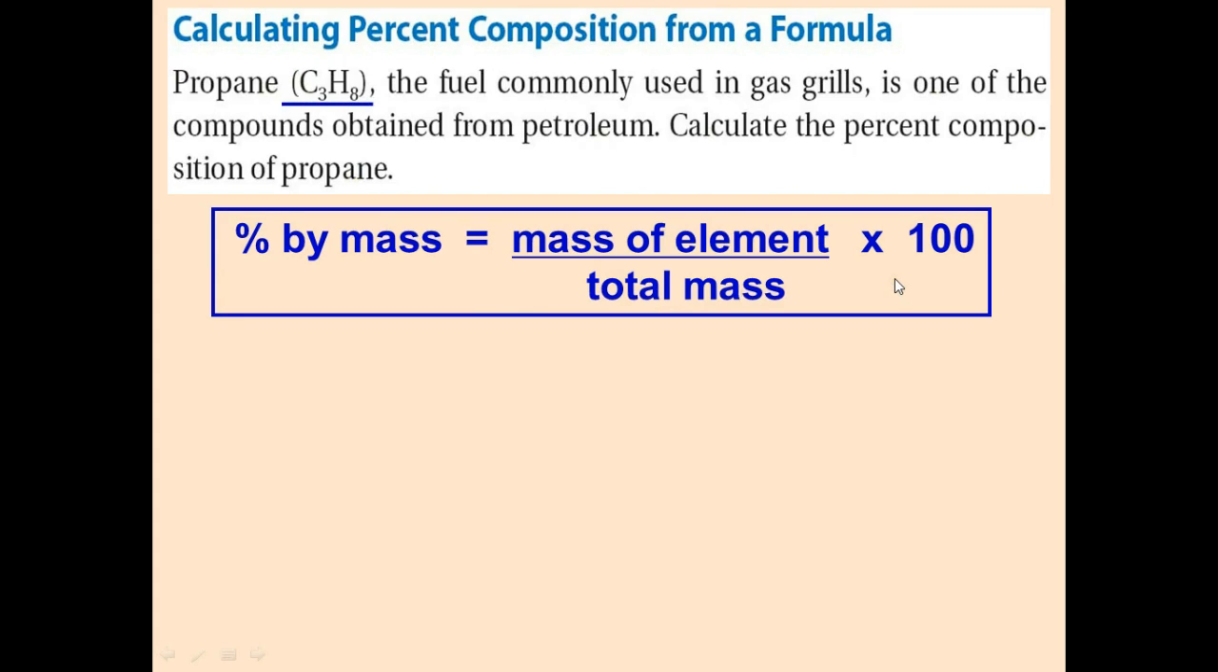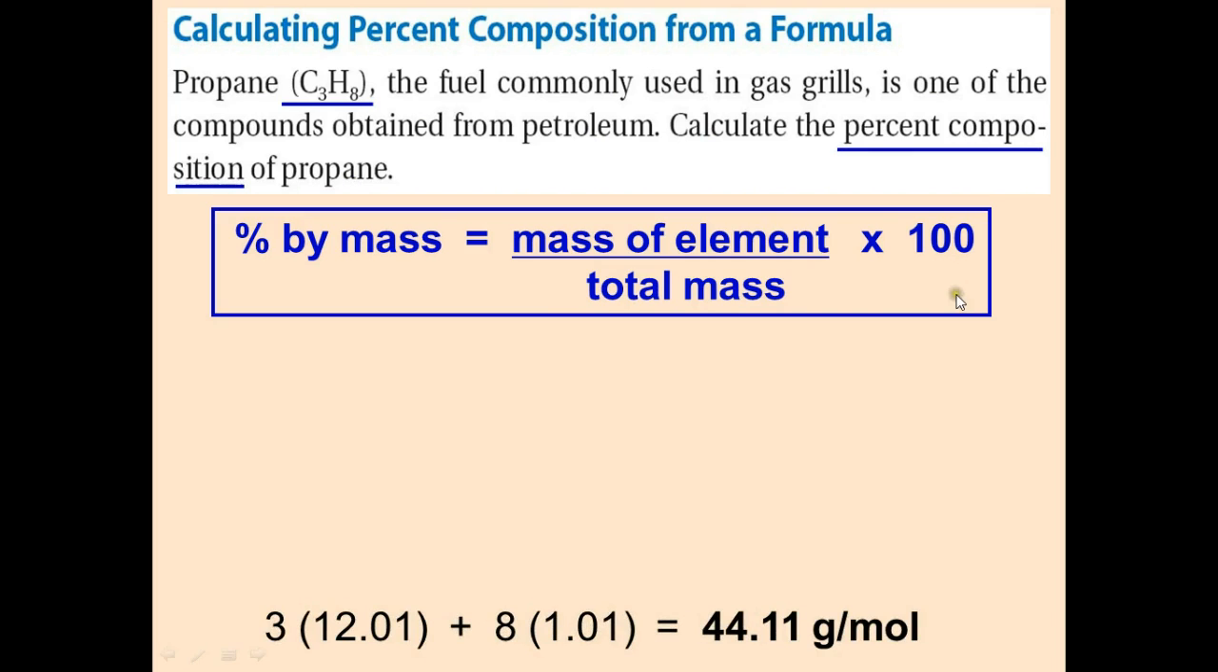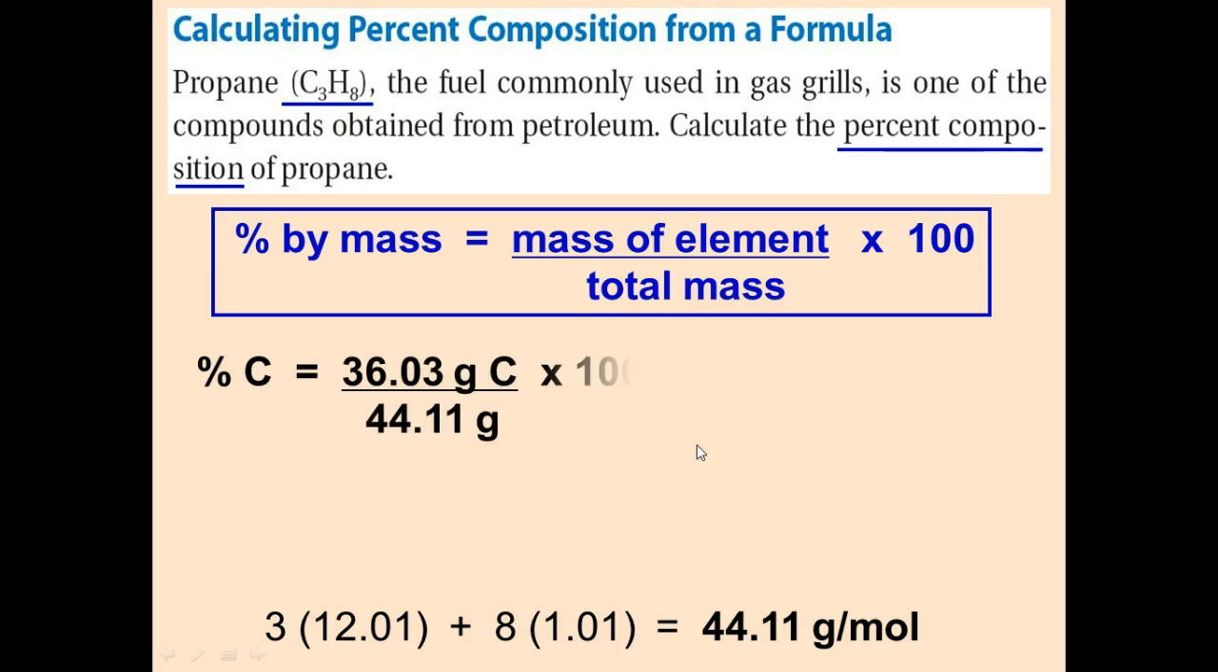So we have C₃H₈, and we want the percent composition, so we have to first figure out the total by multiplying the number of carbons, so there will be 3 carbons, times the atomic mass of carbon, and then adding it with the number of hydrogens times the atomic mass of hydrogen, and we would add these two up and we get 44.1.